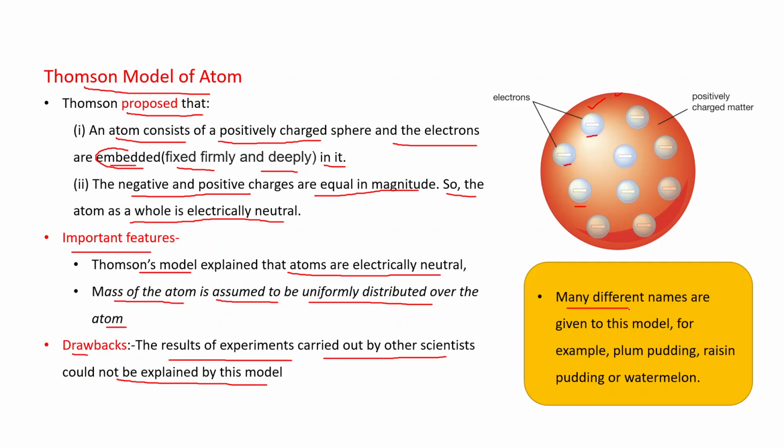Many different names are given to this model. For example, this is also known as the plum pudding model. Pudding means a sweet dish, like raisin pudding or watermelon. If we compare with a watermelon, the red part of the watermelon is the positive sphere and the seeds of the watermelon can be compared with electrons.